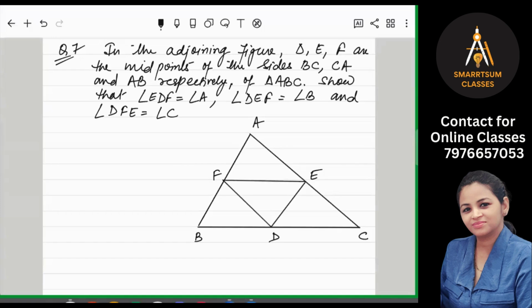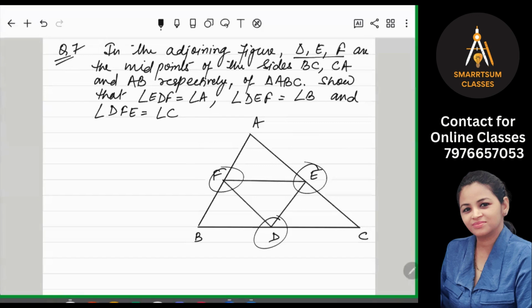Now in continuation, look at this question number 7, based on quadrilaterals. In the adjoining figure, you can see a figure here. In this adjoining figure, D, E, F are the midpoints of the sides BC, CA and AB. So D, E, F are the midpoints of the three sides of the triangle ABC.